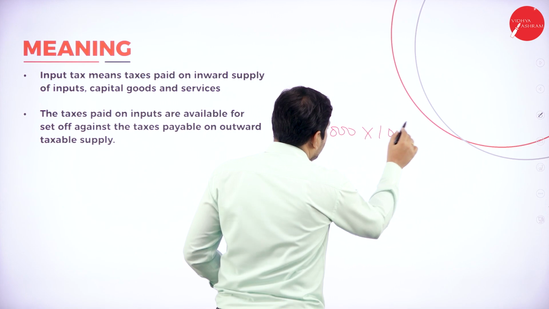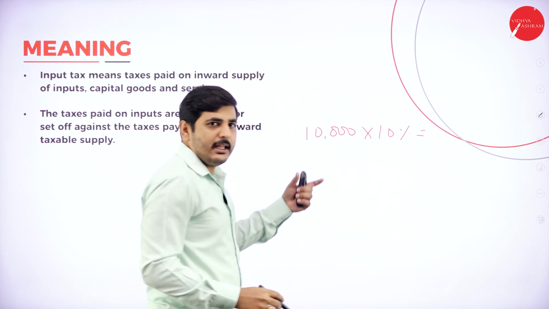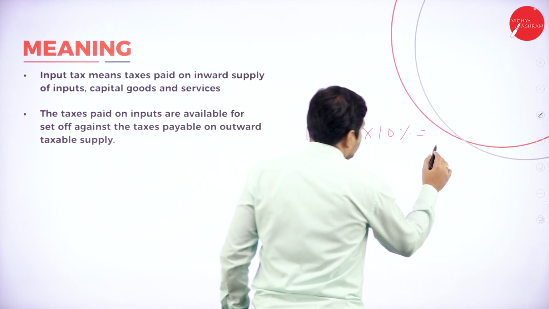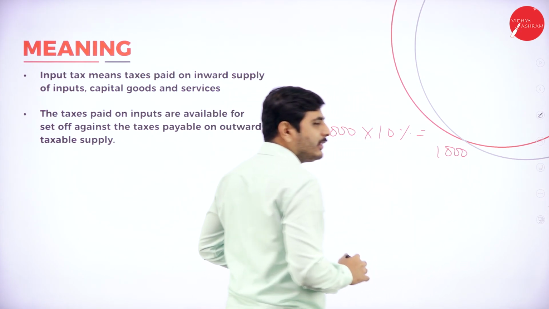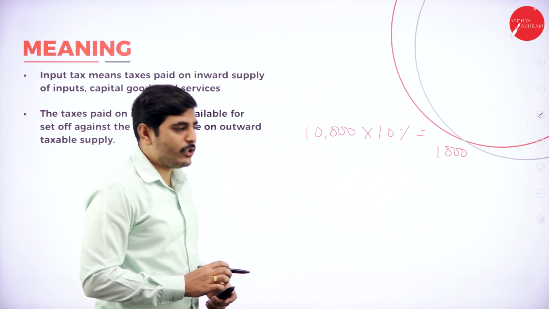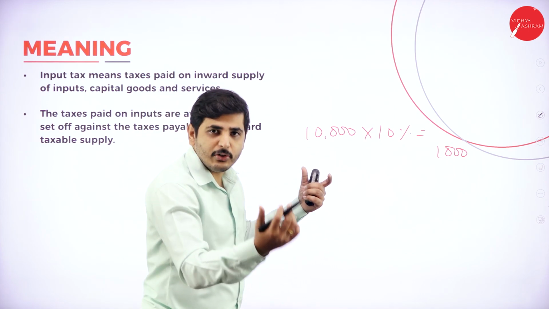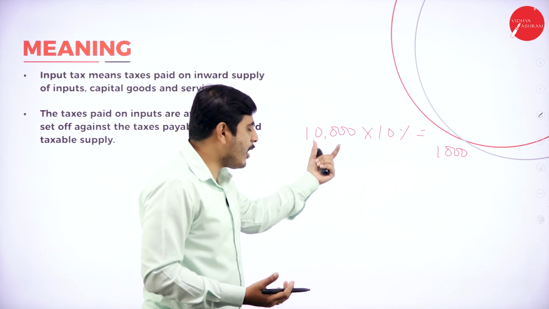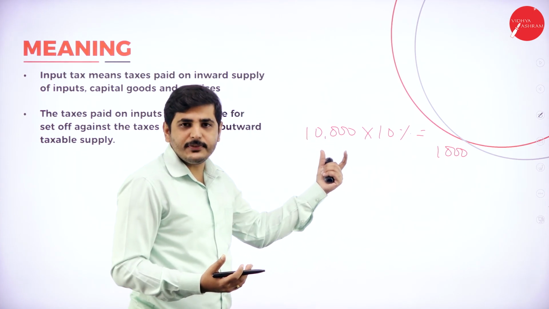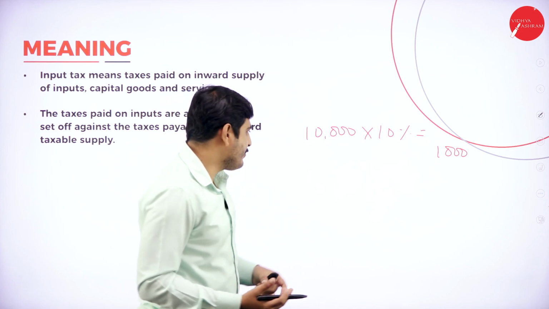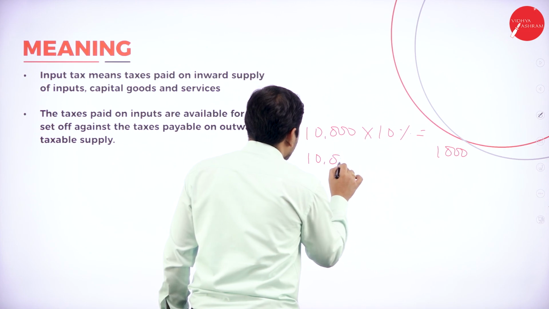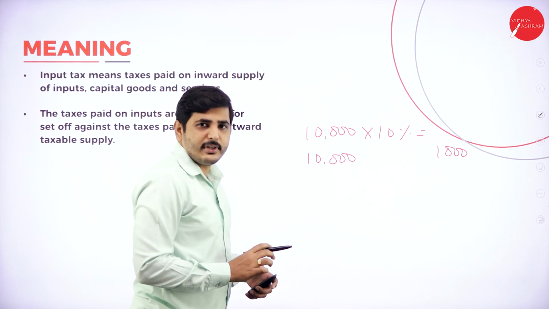On this, I paid 10% tax. While purchasing any products, we have to pay the tax to the extent of 10%. So let's assume the input tax is 1,000 rupees. Again, I will start to add value, or I will produce the product by using the raw materials. I will transfer these raw materials to finished products, and I will add value to the extent of 10,000.